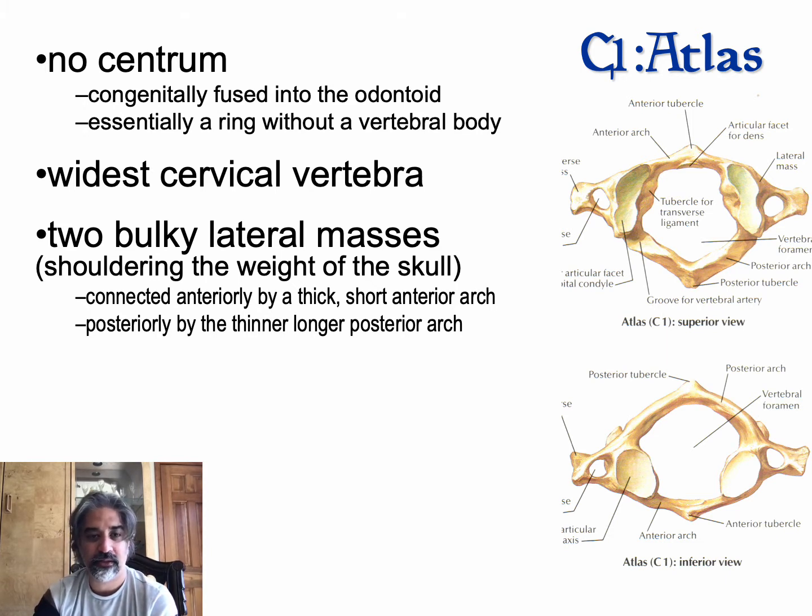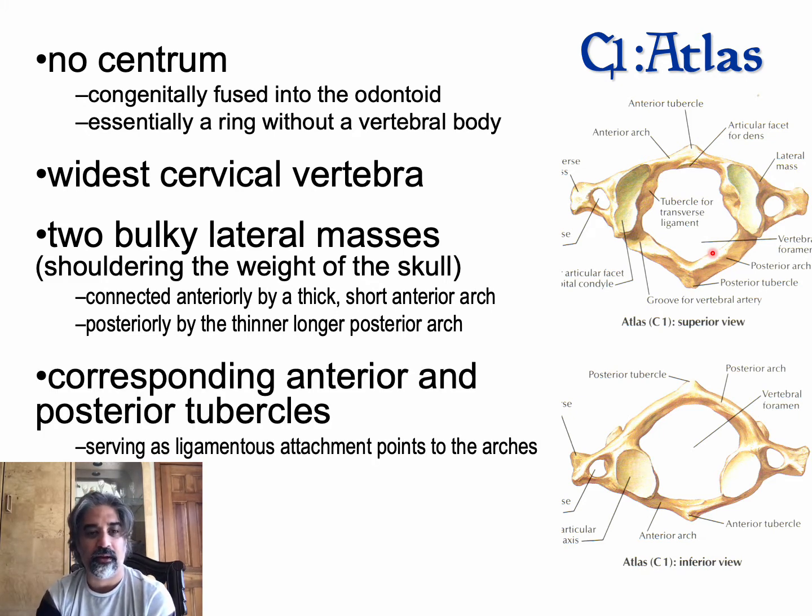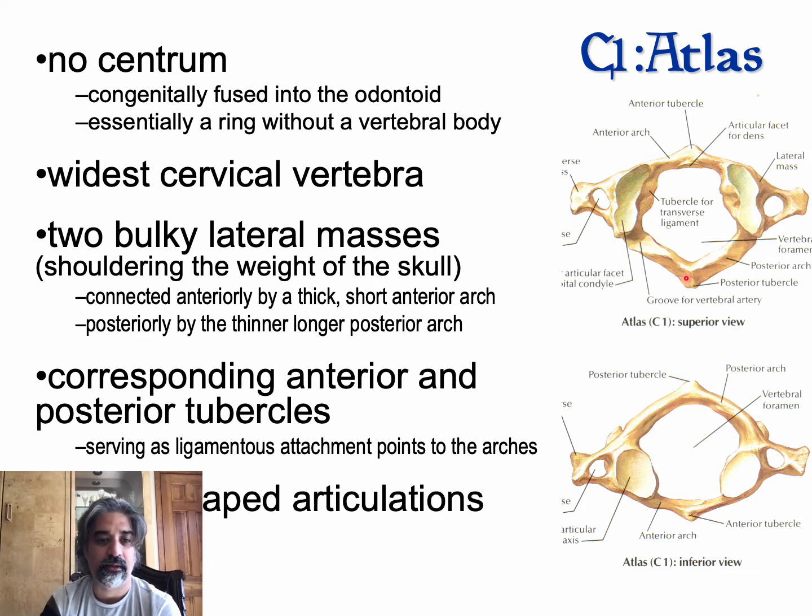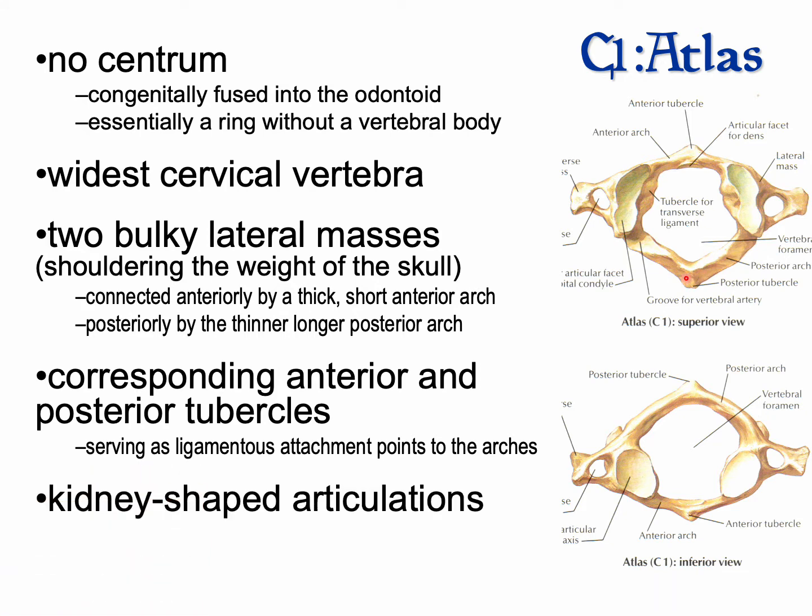Let's get to this. It's got a thick anterior arch here, and it's got this long, thinner posterior arch. But you can see how it's analogous to the other vertebrae. It has an anterior and posterior tubercle, which is a little bit different. And you can see the kidney-shaped articulations over here, and that's for articulation with the skull.